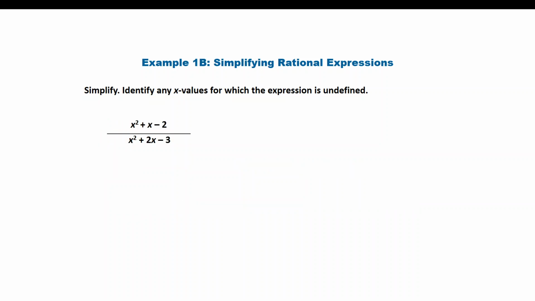All right, same directions. We're going to just simplify this and then identify any x values for which the expression is undefined. So first of all, in order to simplify, I'm going to go ahead and make my x and say what two numbers multiply together to get -2, add together to get 1. Well, I know that is 2 and -1. So I'm going to have x plus 2 times x minus 1.